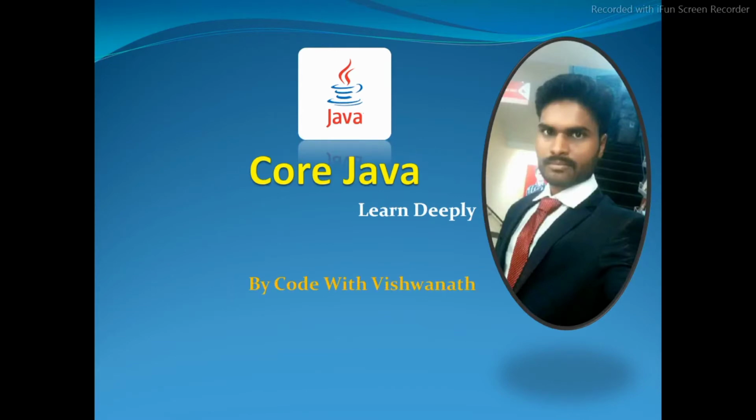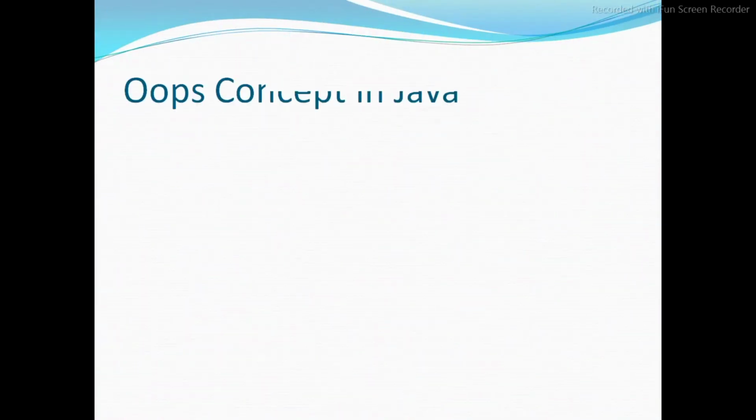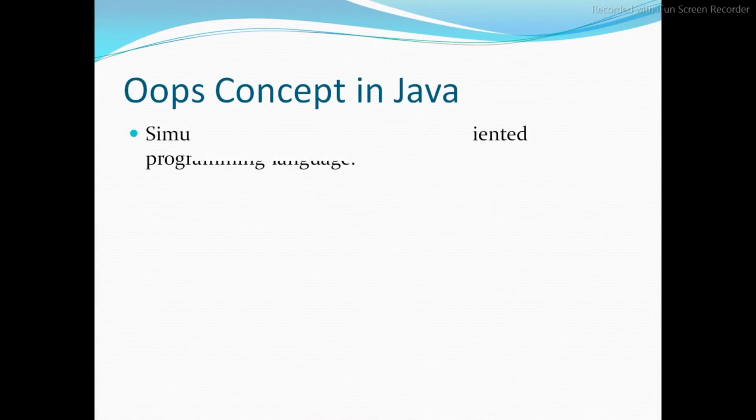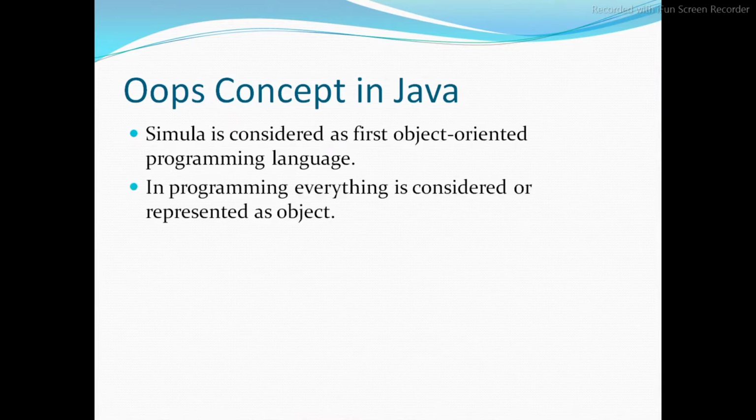OOPS concept in Java. What is OOPS in Java? Simula is considered as the first object-oriented programming language. In programming, everything is considered as or represented as an object.